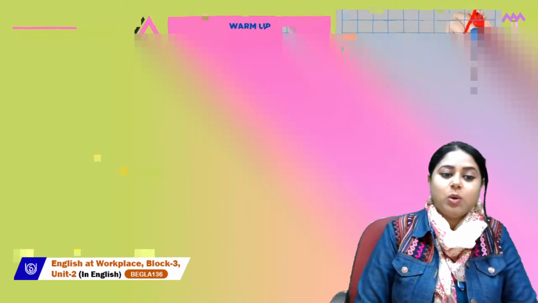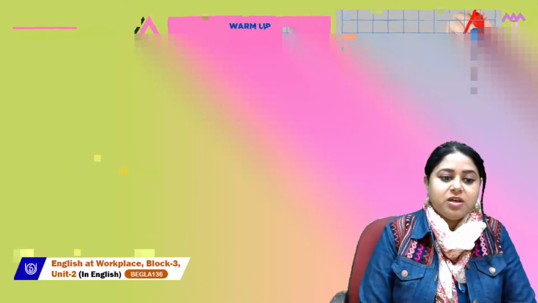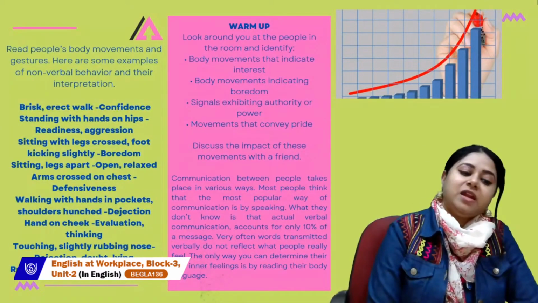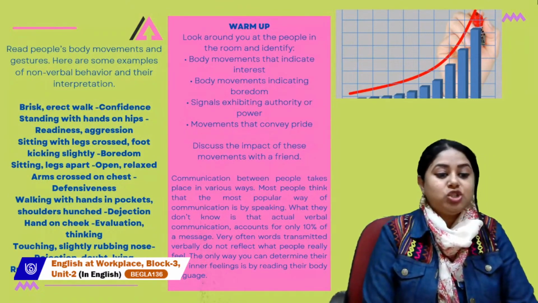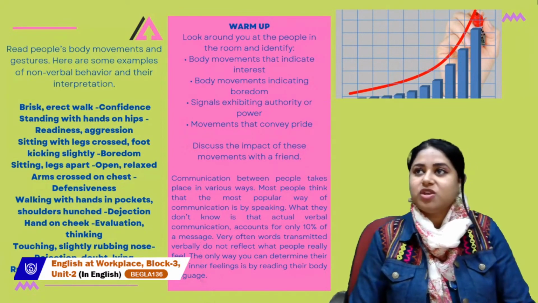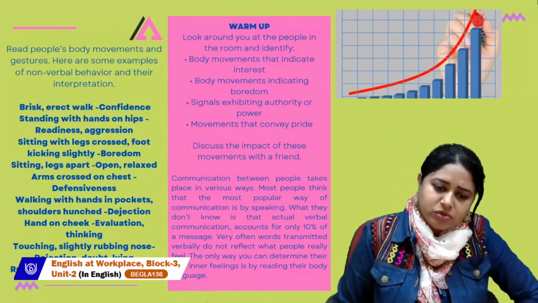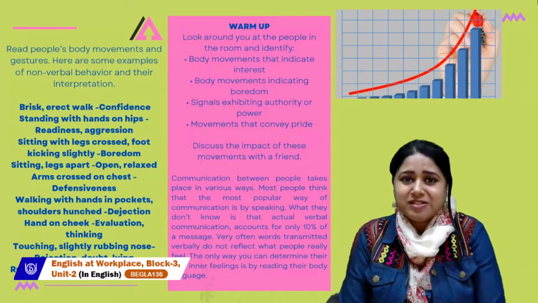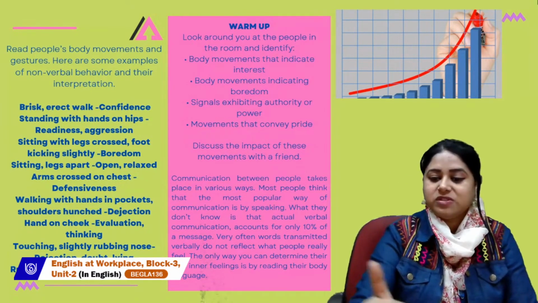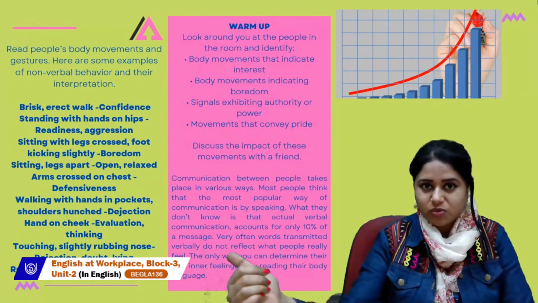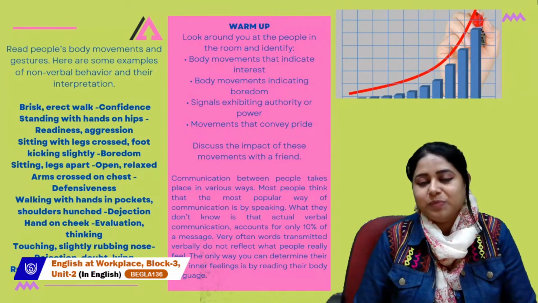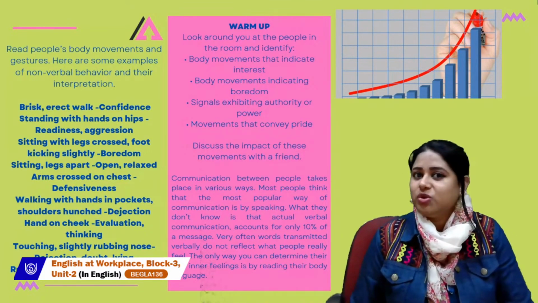So, sitting legs apart means open, relaxed. Arms crossed on chest shows defensiveness. You must have seen in a few reality shows where somebody is fighting, you'll often see they go like this, right? So this shows defensiveness. Now, walking with hands in pockets and shoulders hunched often shows dejection. Think about poems or even animated cartoon movies when they have to show a person who's really sad. Let's take another Bollywood example. In Jab We Met, what is Shahid Kapoor's body language when he's walking alone on the railway station? You look at that body language; it shows.